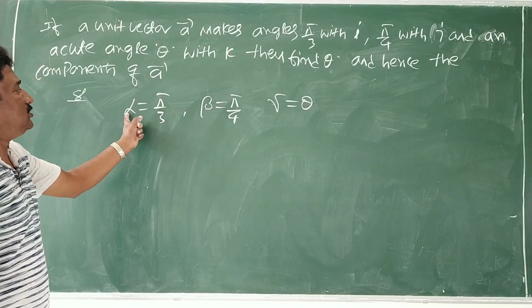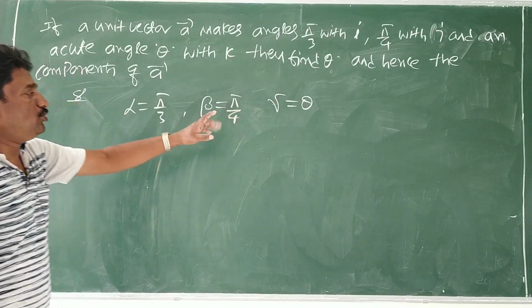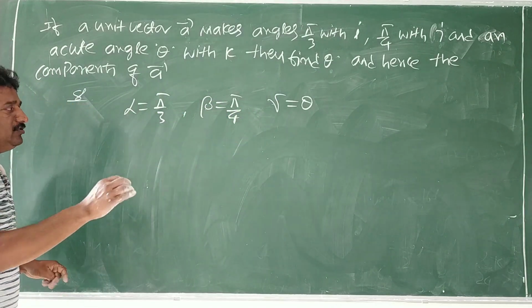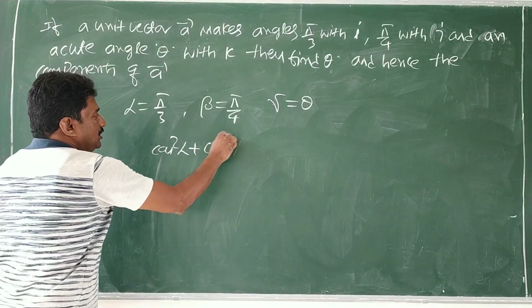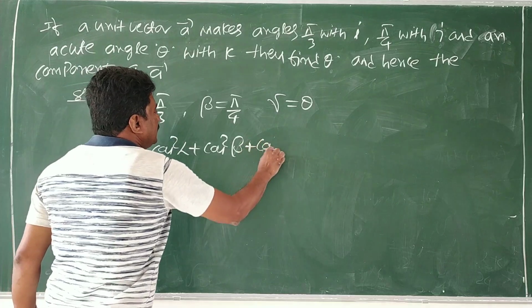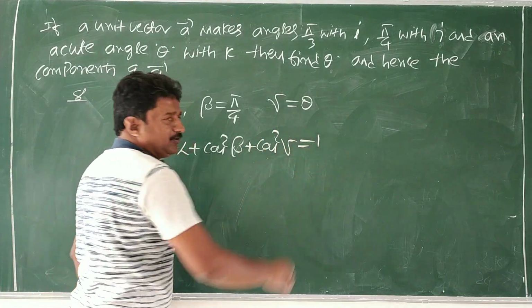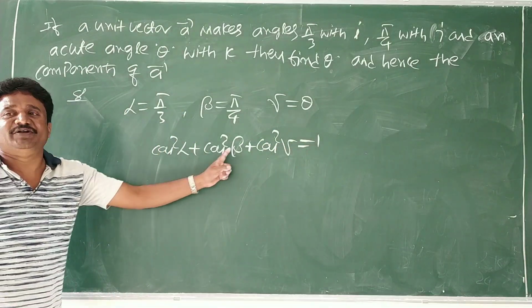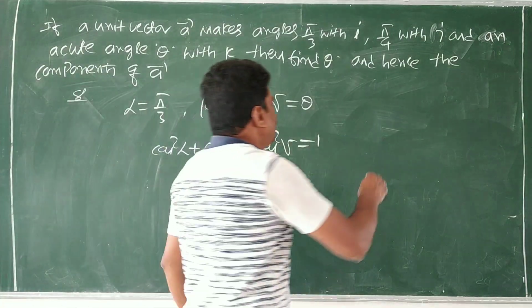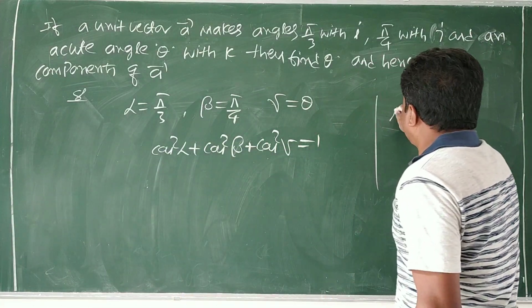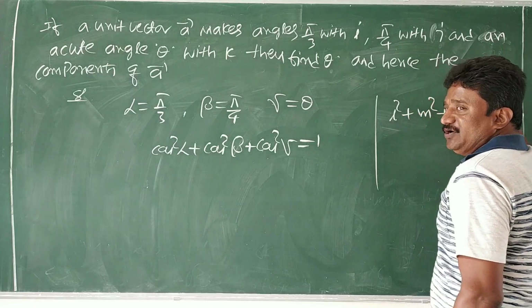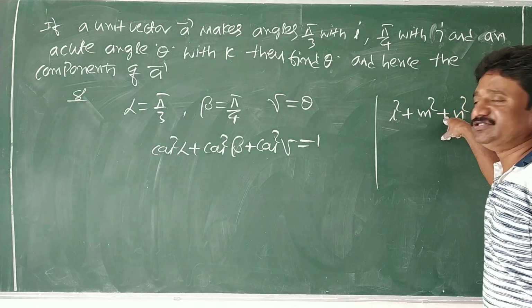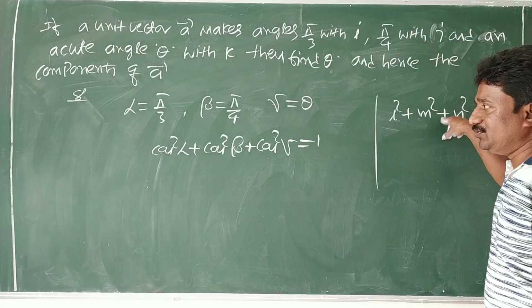You observe this alpha, beta, gamma. So to find theta, we have this formula, students: cos square alpha plus cos square beta plus cos square gamma is equal to 1. The sum of squares of the direction cosines is 1. It is there in your notes: L square plus M square plus N square is equal to 1. This you know very well.